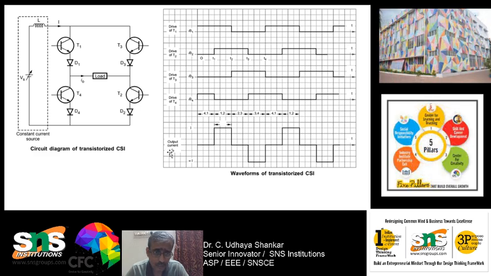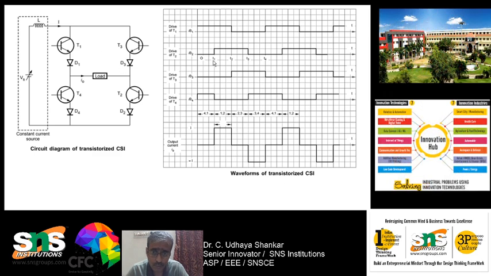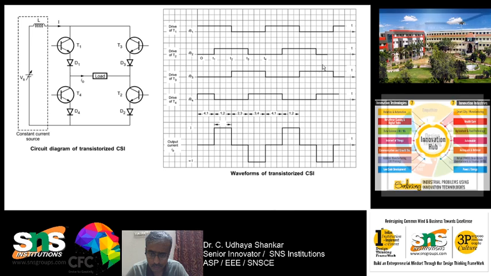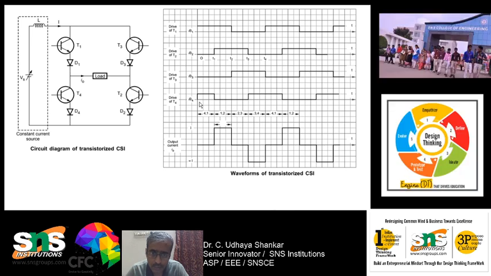Okay, so here you can see that from T1 to T2, T1 and T2 will be in conduction. Initially we want to discuss about 0 to T1. So you can see that T1 and T4 are in conduction. Okay, so here T1 is in conduction, and similarly T4 is also in conduction. T1 and T4 are in conduction.